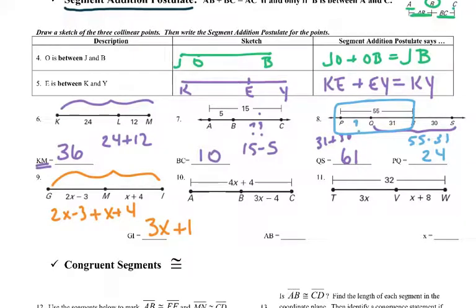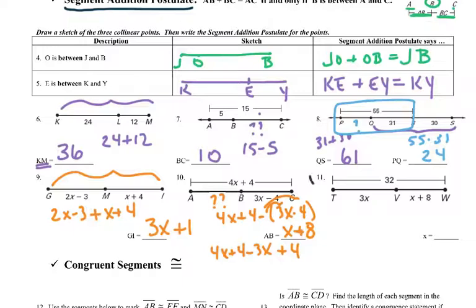Same thing here, we're looking for this segment, and so we're going to do a subtraction problem, 4x plus 4 minus the quantity 3x minus 4. That minus is going to have to be distributed, so minus 3x turns into a positive, and minus negative 4 turns into a positive 4. So this is going to simplify to x plus 8.